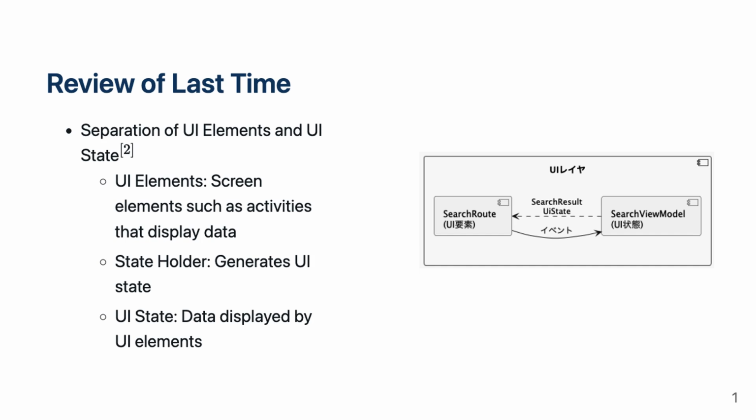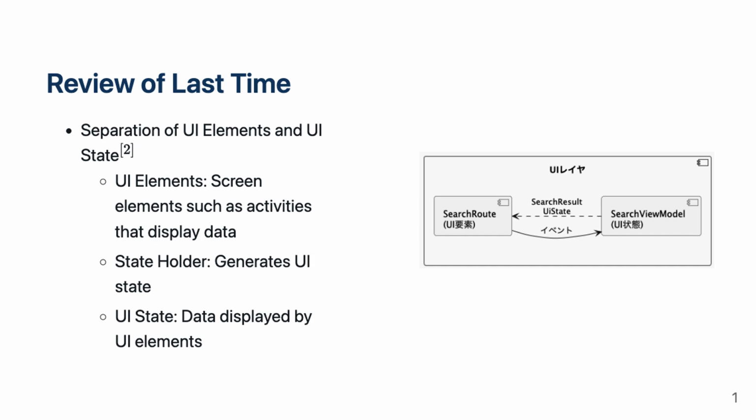First, let's recap the previous video. The UI layer of Now in Android is divided into three parts: UI elements, state holders, and UI state. UI elements display the UI state passed from the state holder. The state holder generates and updates the UI state.